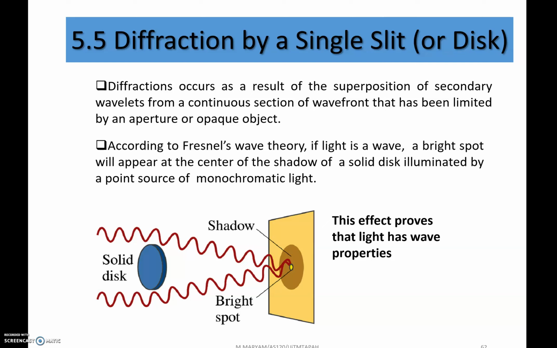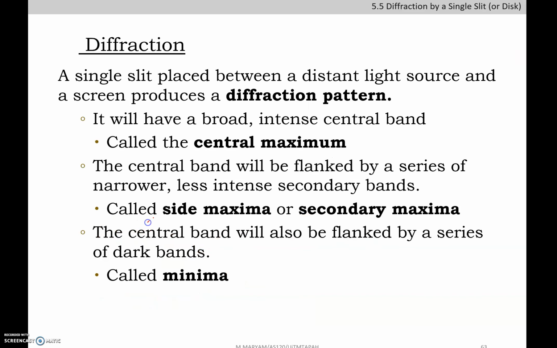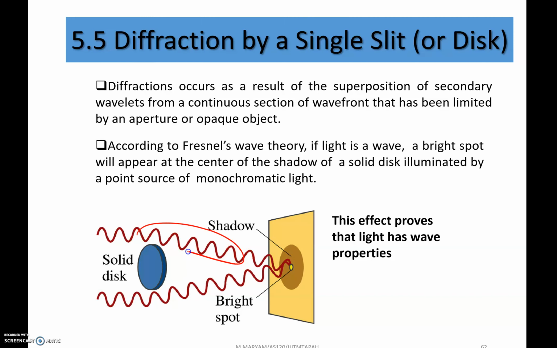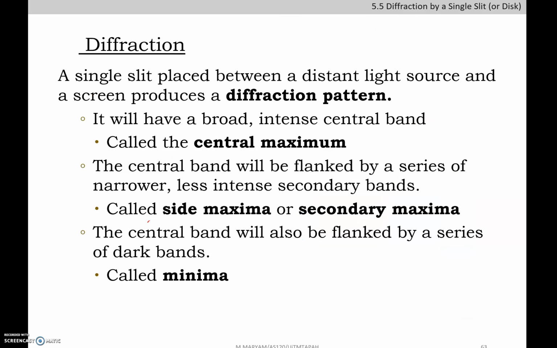Okay, so how does this happen? According to Fresnel's wavelet theory, when he placed a solid disc in front of a source of light, these two wavelets here will interfere with each other and cause a bright light in the middle of the shadow produced by the solid disc. So this effect actually proves that light has a wave property. So how is this experiment conducted?